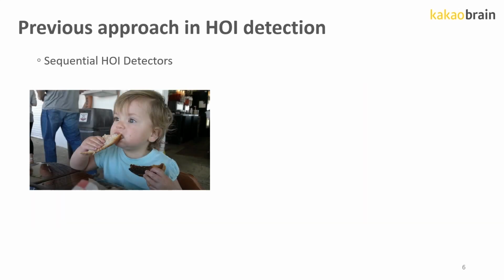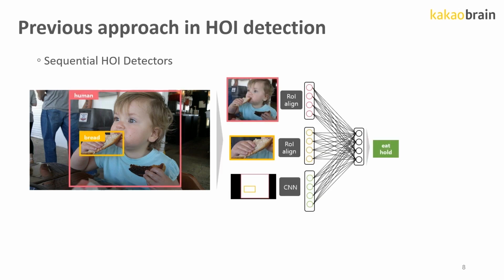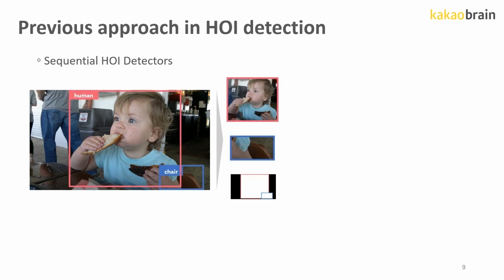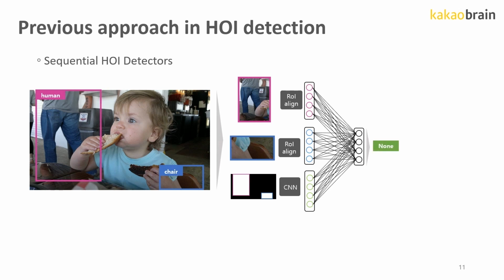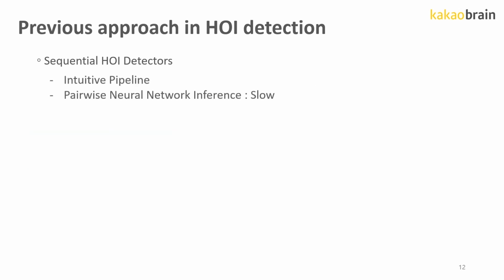Early approaches in HOI detection compose these two tasks in a sequential manner by first performing object detection and then feeding every pair of the detected objects to a separate neural network to classify the interactions. Due to its intuitive pipeline, sequential HOI detectors feature stable performance. However, the pairwise neural network inference behaves as a serious bottleneck in HOI detection inference time.